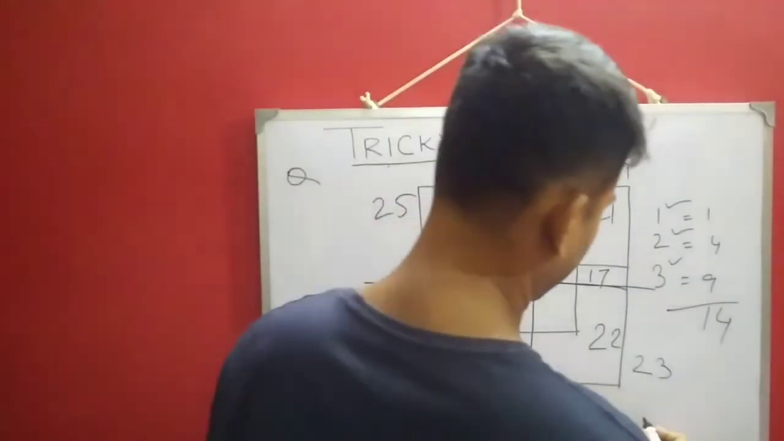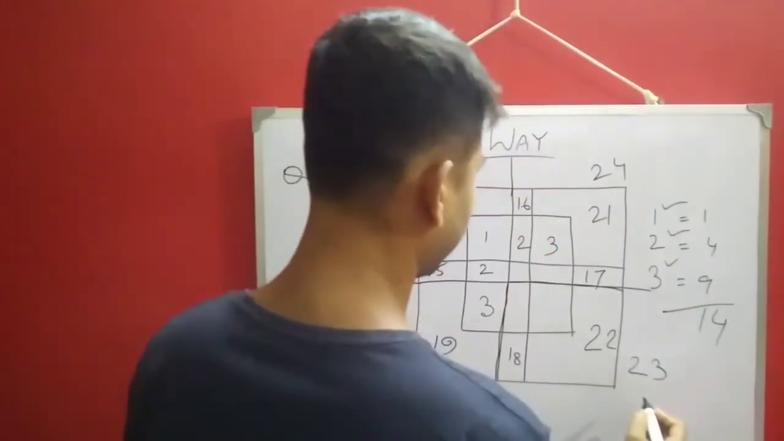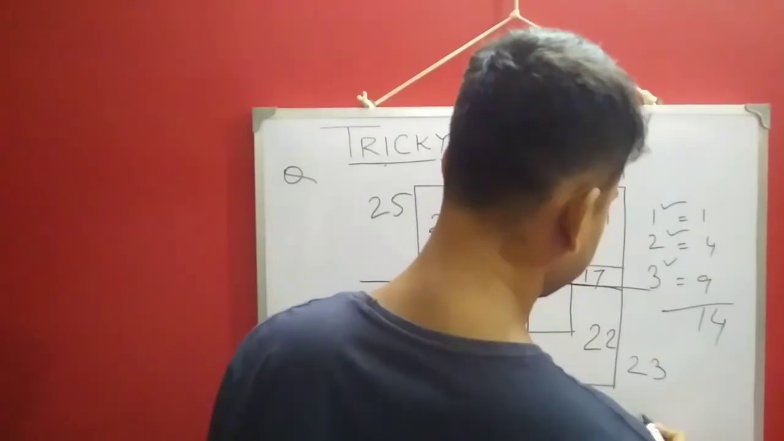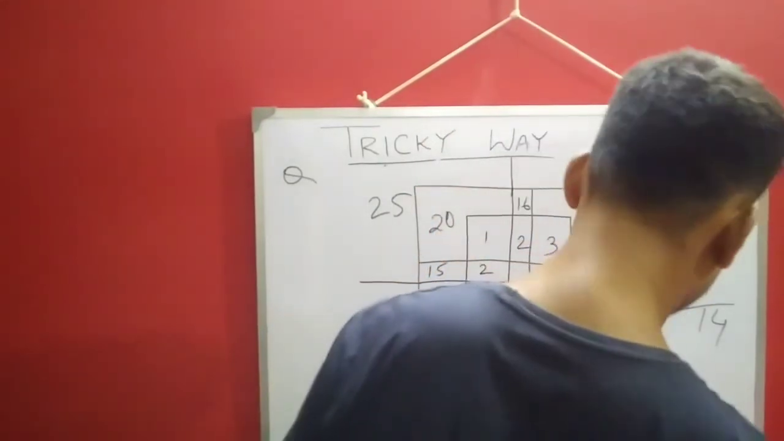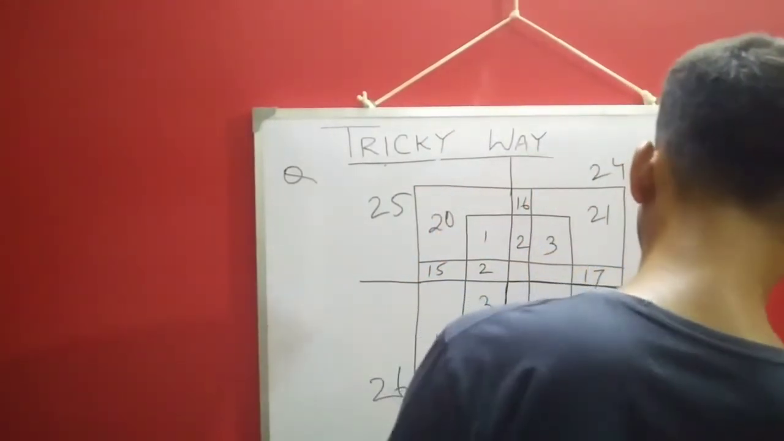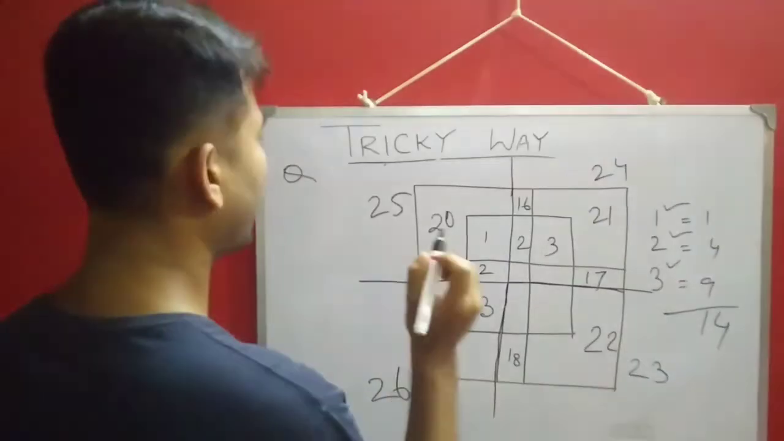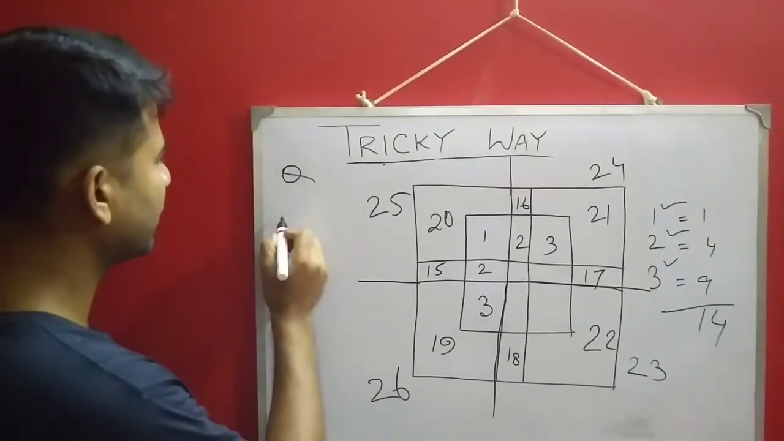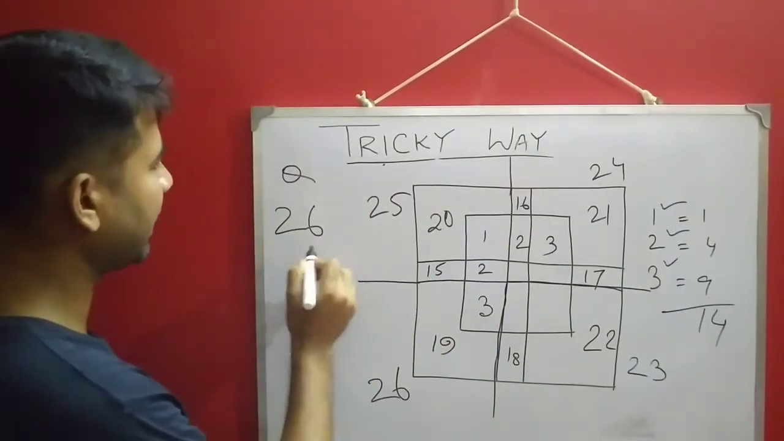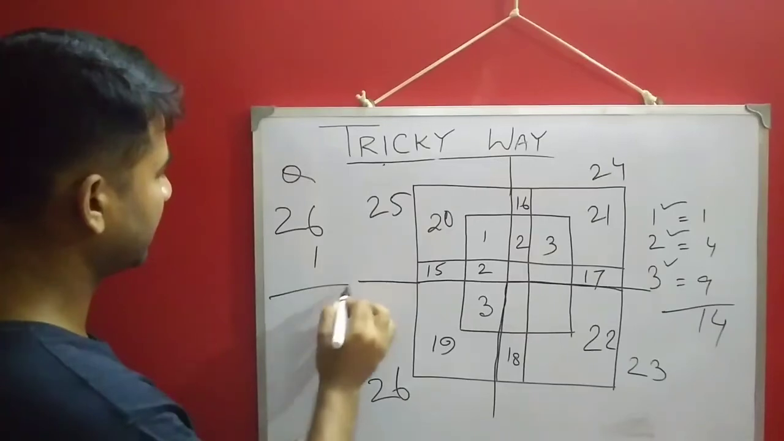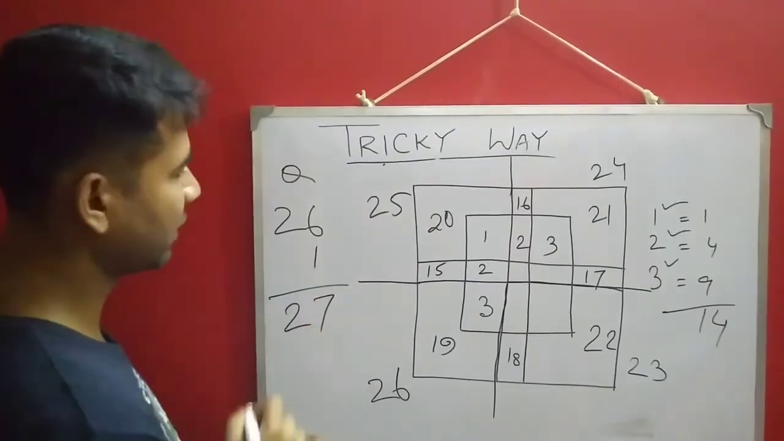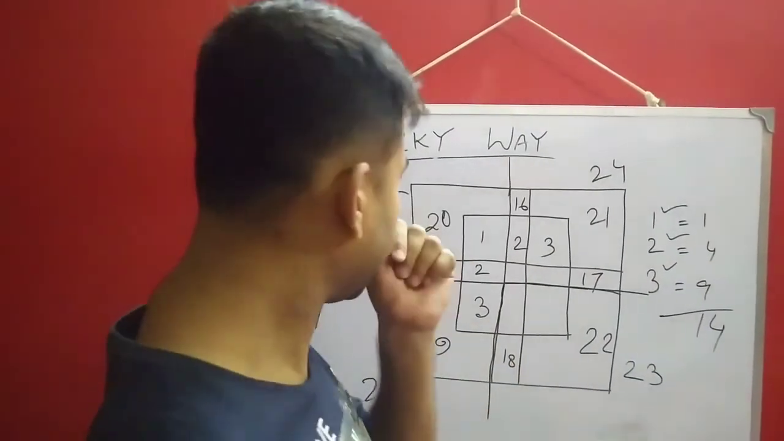So 26 plus 1. The number of squares for the given figure is 27. Clear?